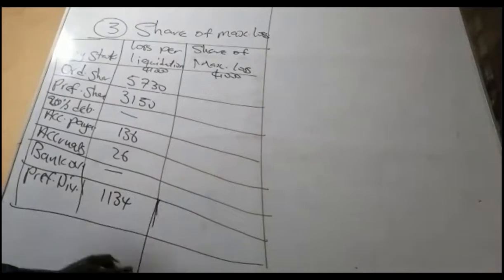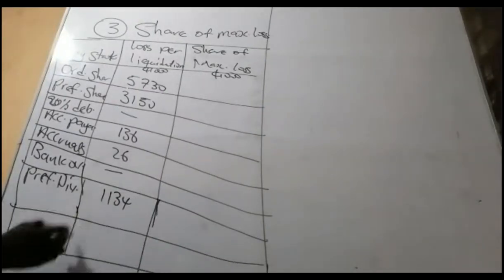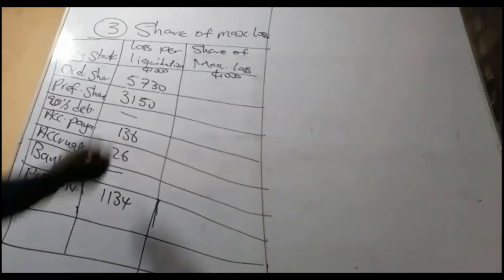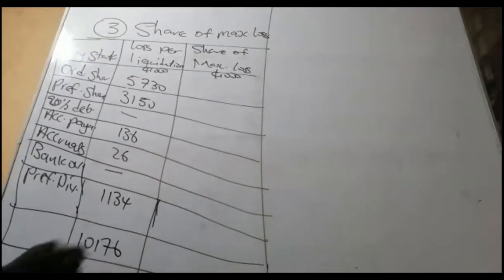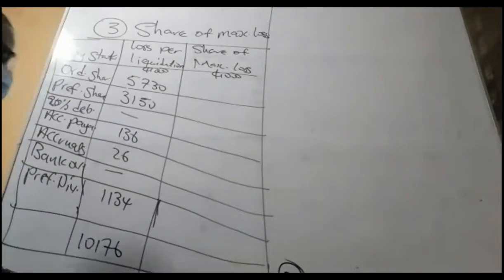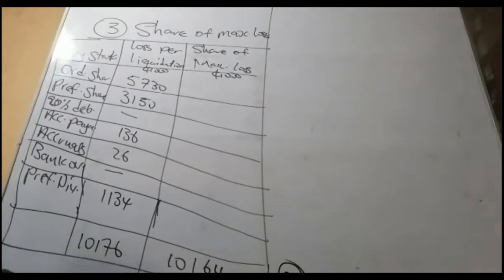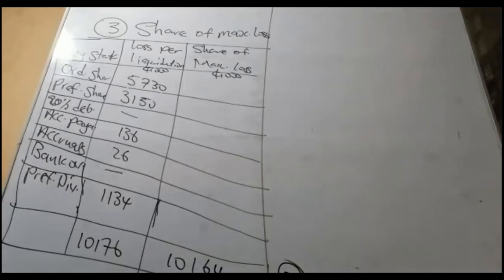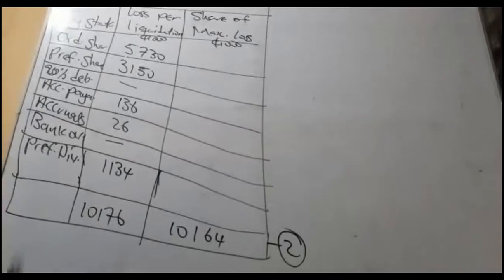Now, what you do is this. You first of all record the total here. Total for this, you have 10,176. Then the maximum loss coming from step 2, we had 10,164. Agreed. Good. So this is the maximum loss that we have to share among these key stakeholders.